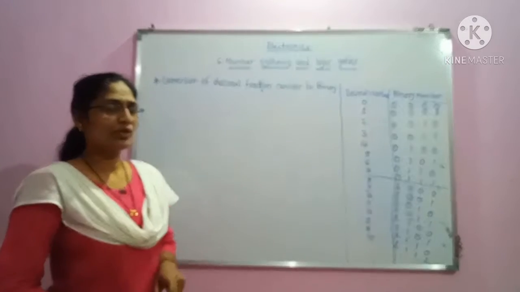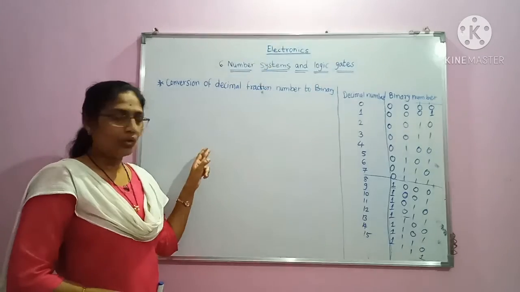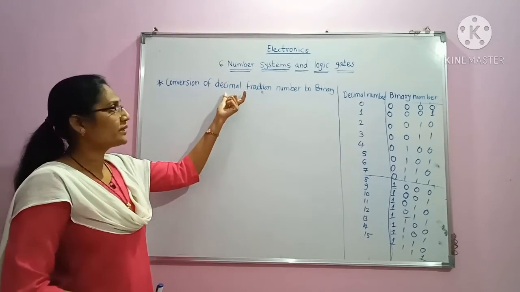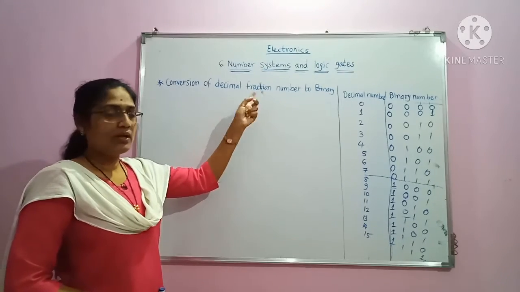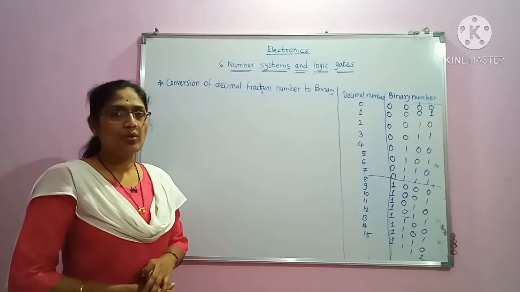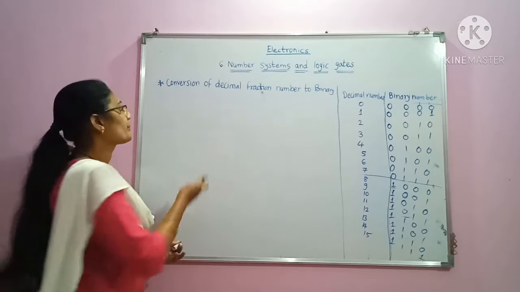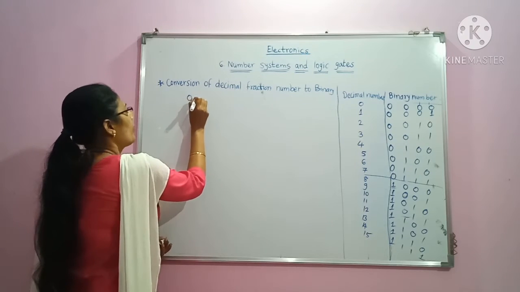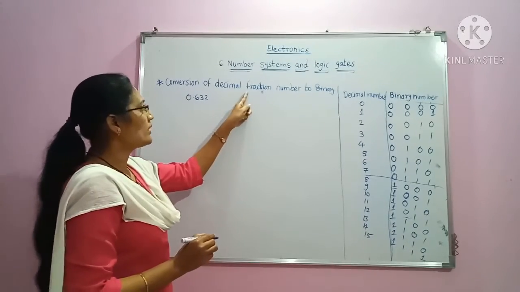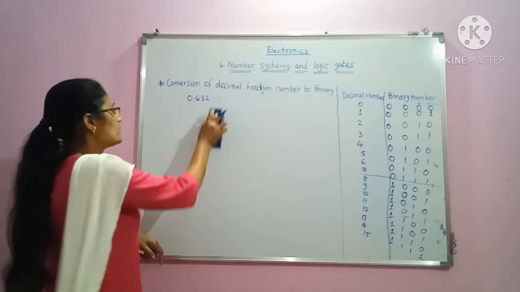In our last lecture, we converted the decimal number 34 to its binary equivalent, and now suppose the given decimal number is a fraction, then how do we convert it into its respective binary number? Suppose the given number is 0.632. This is the decimal fraction number.